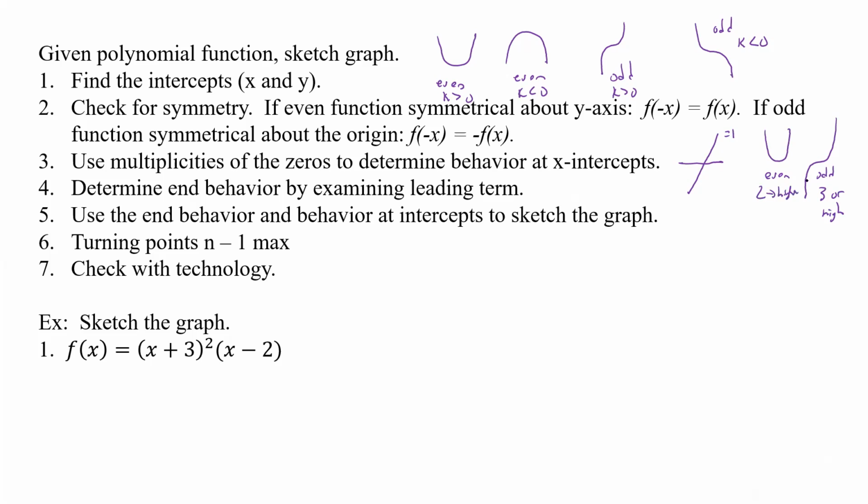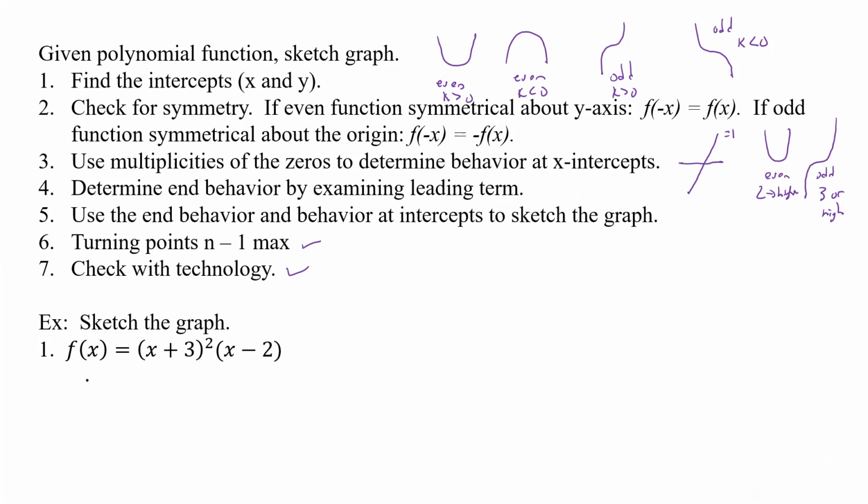All right, so then we're going to determine the end behavior by examining the leading term. So these are end behaviors, that's what it's going to look like based on that leading term. We're going to use the end behavior and the behavior at the intercepts to sketch the graph. Now the turning points should be n minus 1 at max, so that's a key thing to remember. And then we can actually check this with technology to see, does our graph match what we said it was going to be?